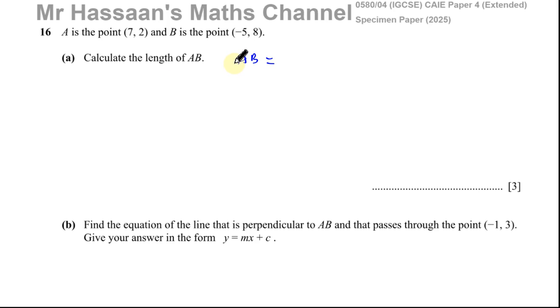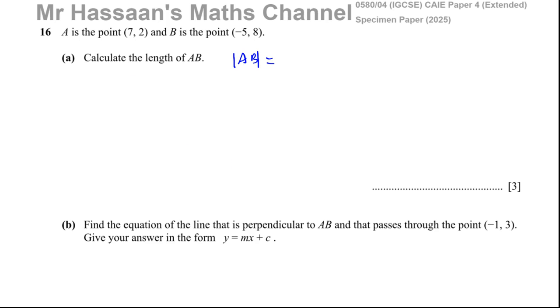So calculate the length of AB. Sometimes it's written like this. They might say calculate this. It might not mention the length of AB. They might just say calculate this. So you have to understand that means the magnitude or the length of the line between A and B. That's what it means. So you should be aware that you can be asked this question in both those types of formats. So you have to know what this means.